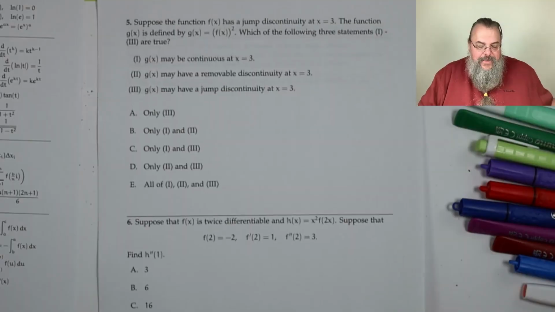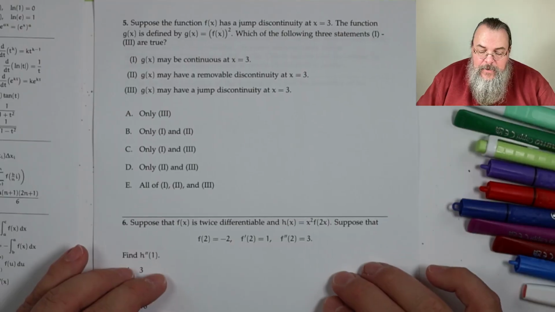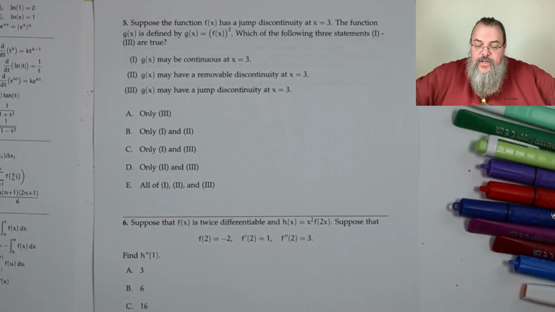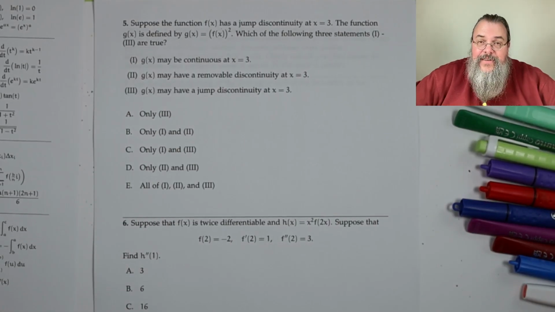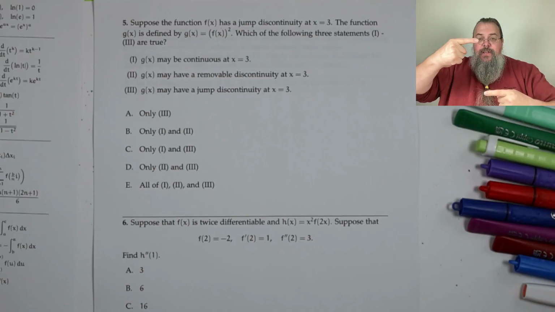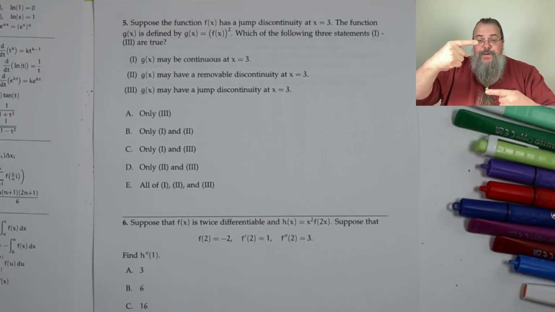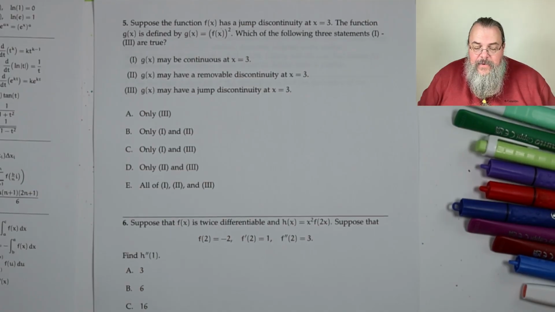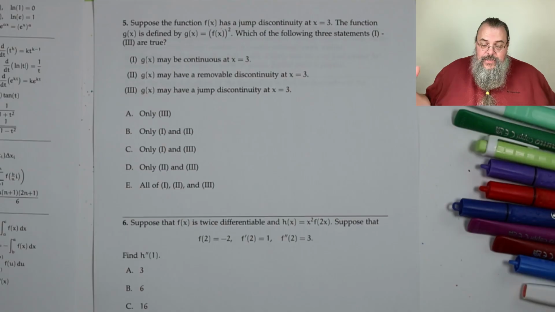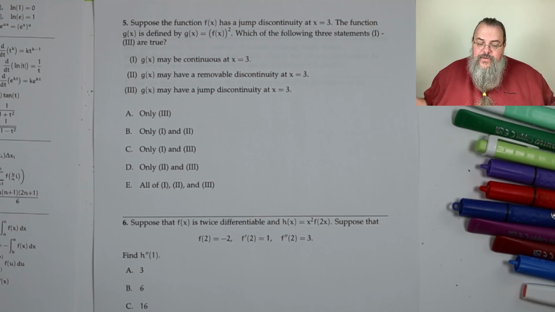All right, let's move on to number 5. Suppose the function f of x has a jump discontinuity at x equals 3. Now, to be clear, that means it's doing this, right? From the two sides, it's approaching different values. The function g of x is defined by looking at the square of f of x. Which of the following 3 statements are true?